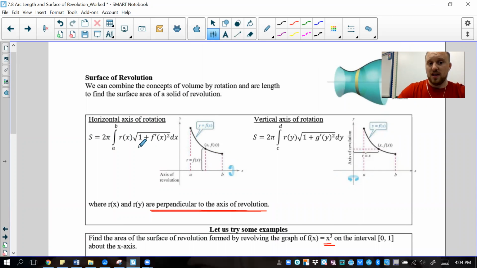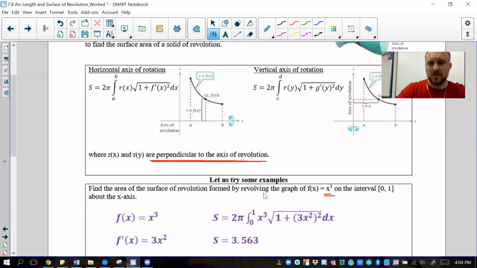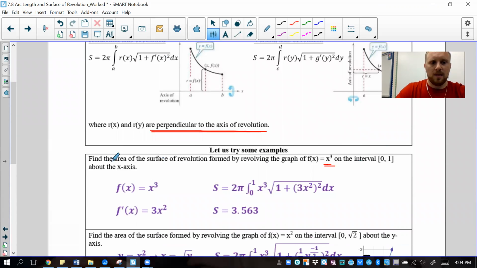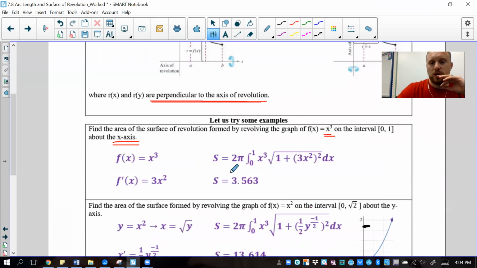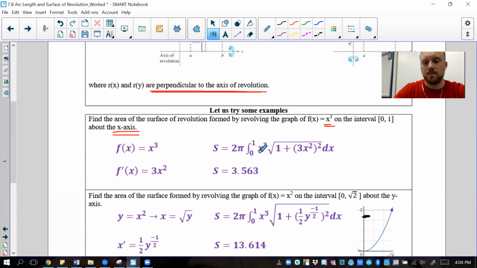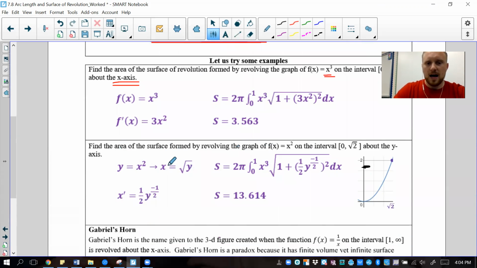And we're using the horizontal axis of rotation because it says it's rotating about the x-axis. When we simplify this, we're going to end up using our calculator here. We get 3.563. Notice that in this example, we're doing the same thing. We're taking the derivative of that x squared, where it's going from 0 to the square root of 2.